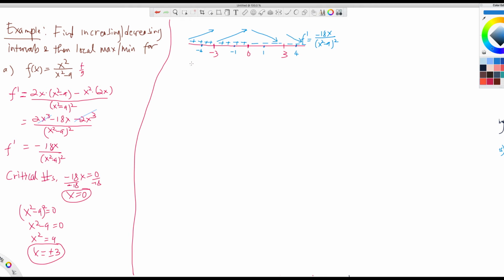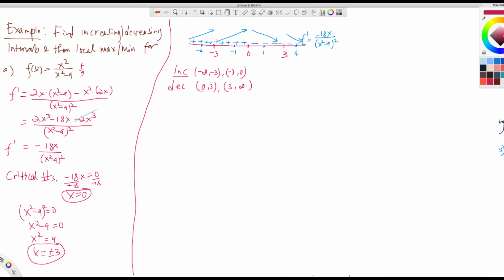So what do you think? It is increasing on negative infinity to negative 3 and negative 3 to 0. We always take the open interval, right? And decreasing on 0 to 3 and then 3 to infinity, because all the right side will be negative there. So what do you think? The local min or local max? Does it have a local max? Yes, at 0 it has a local max.